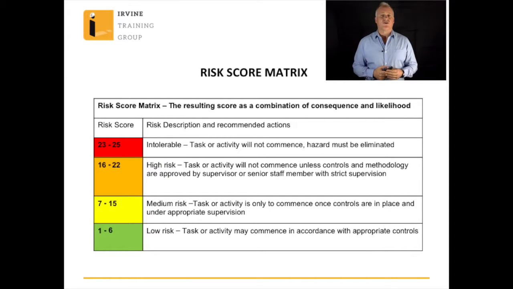And here's our risk scoring matrix. You can see this here. So in the red, it's intolerable. So that activity will not commence, and the hazard must be eliminated because it is too risky. The consequences are too high and the likelihood's too high. And then we go down through these into the orange, where the activity won't commence until somebody has approved it and had a look at it. Then we've got down to the yellow, where the activity won't commence unless appropriate supervision is in place. And then we're in the green zone, so we can perform the task in accordance with the controls because we've managed that risk down to that tolerable level.